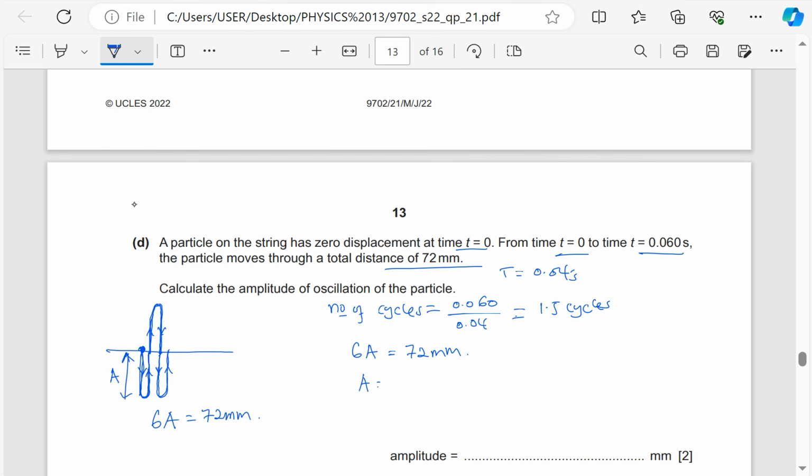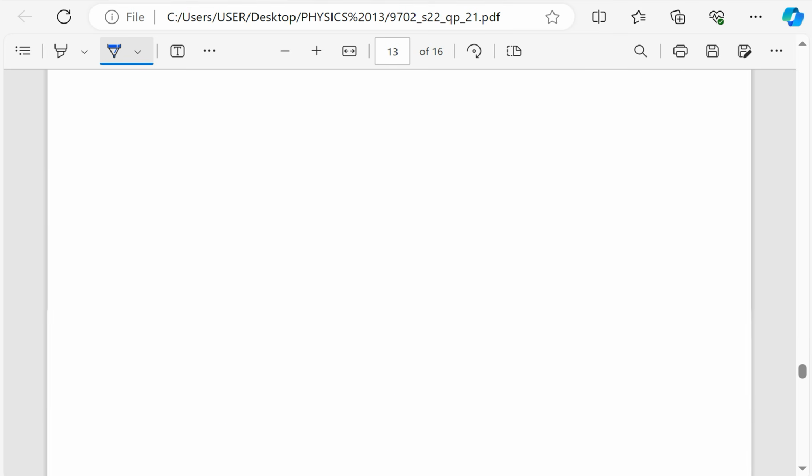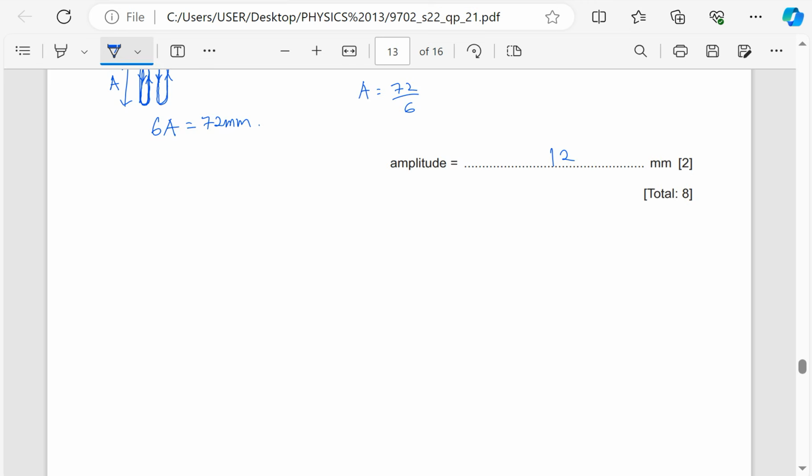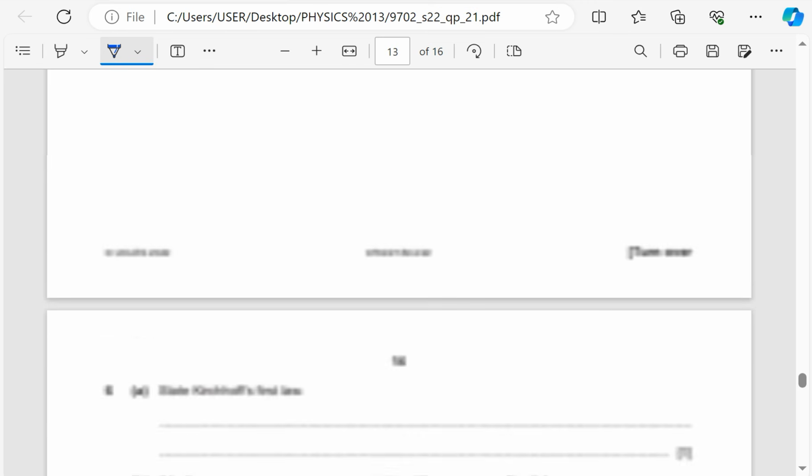So what is the amplitude? The amplitude is going to be 72 divided by 6, which gives us 12. So this is going to be 12 millimeters. Okay, so that was waves.